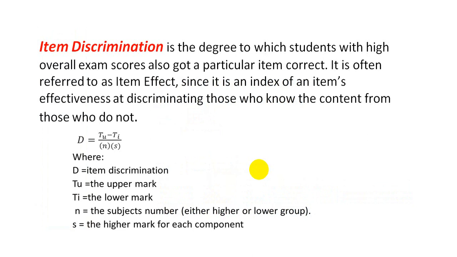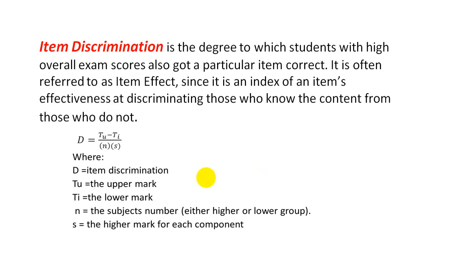Item discrimination is the degree to which students with high overall exam scores also got a particular item correct. It is often referred to as item effect, since it is an index of an item's effectiveness at discriminating those who know the content from those who do not know. With discrimination, we will discriminate who knows and who does not know.